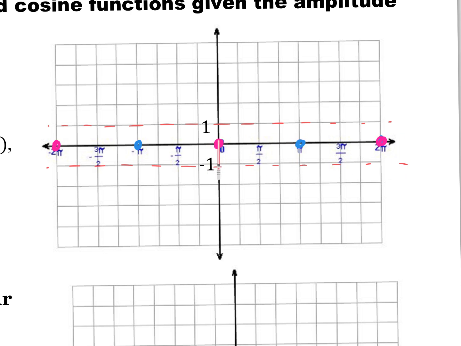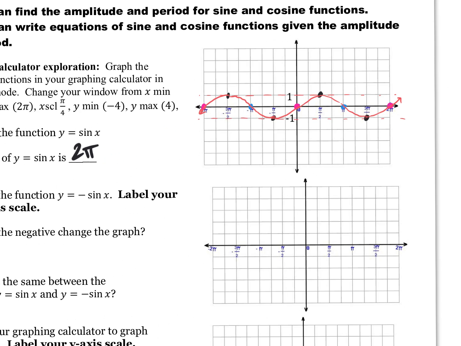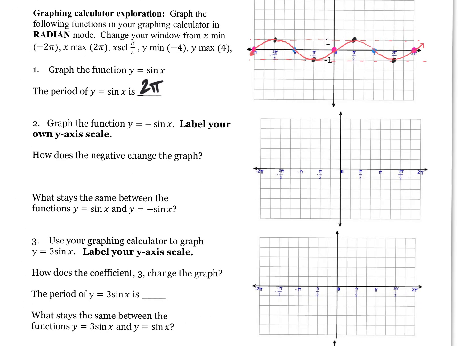And then between these pinks and blues, I got to go up. So at pi over 2, I'm going to get to my highest point. I'm going to put that in black. And at 3 pi over 2, I'm going to get to my lowest point. And I'm going to continue that pattern. And I'm going to draw my beautiful curvy sine graph. Let's go see. We've known that. Now look what I'm having us do.